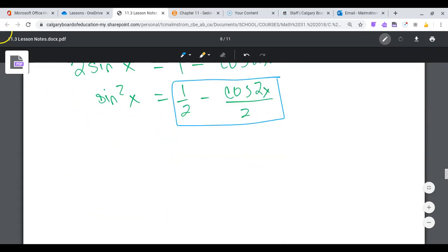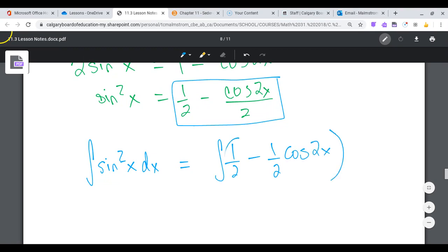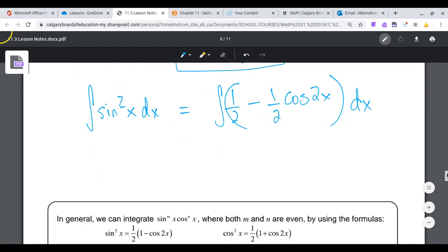So let's do that. The integral of sine squared x dx. This is just using identities to make it in a form that I can have a rule to do my antiderivative. So 1/2 minus 1/2 cos 2x, in terms of x. And then what is the antiderivative of 1/2? The antiderivative of 1/2 is 1/2 x. And then what is the antiderivative of cos 2x?